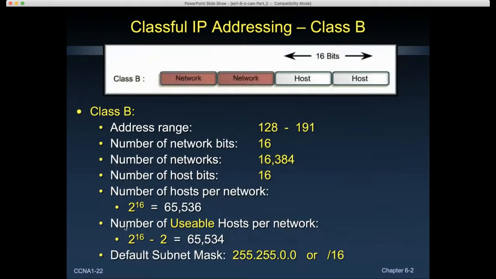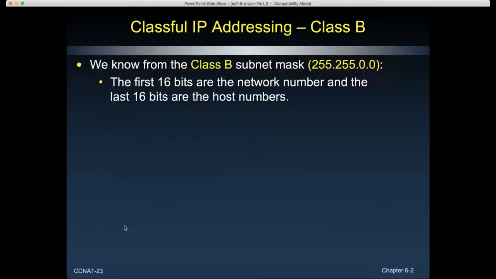In a Class B network, there are 16 network bits and 16 host bits. The range of the first number in the dotted decimal address is 128 to 191. So there's 16,000 of these addresses. There are 16 host bits. 2 to the power 16 is 65,000. The number of usable hosts per network is that 65,536 minus 2. And the default subnet mask for a Class B network is 255.255.0.0. So in a Class B network, the subnet mask is this /16. The first 16 bits are the network prefix, the last 16 bits are the host numbers.